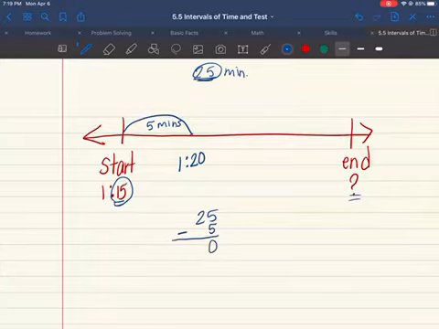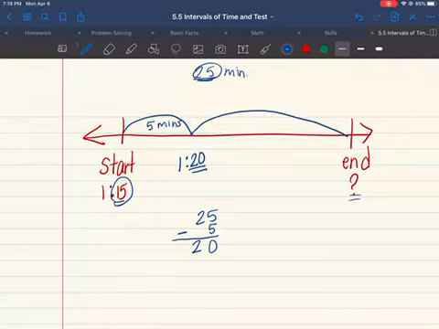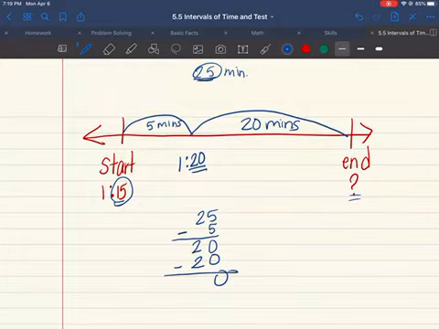How many more minutes do I need? 5 minus 5 is 0. 2 minus nothing is 2. I still need 20 more minutes. Well, now it's easy because I have a 20. So if I do another mountain for 20 minutes, I'm going to subtract the 20 minutes that I just jumped. What time would I get to? If I have 1:20 and I add 20, I am going to end up at 1:40.